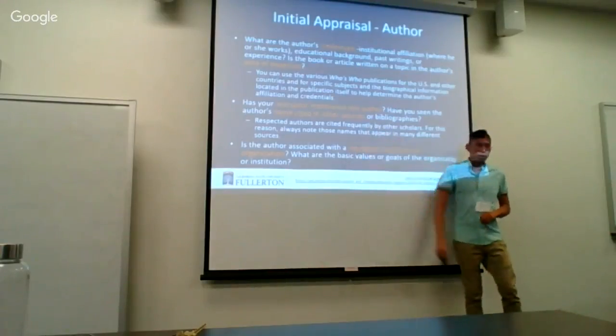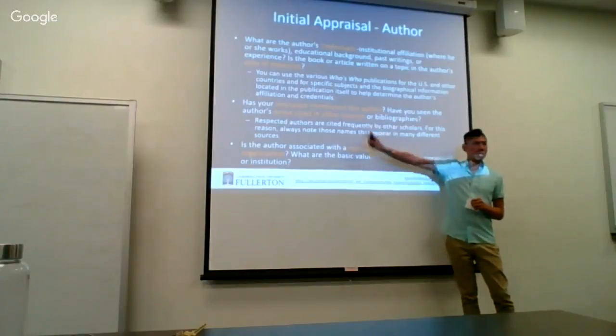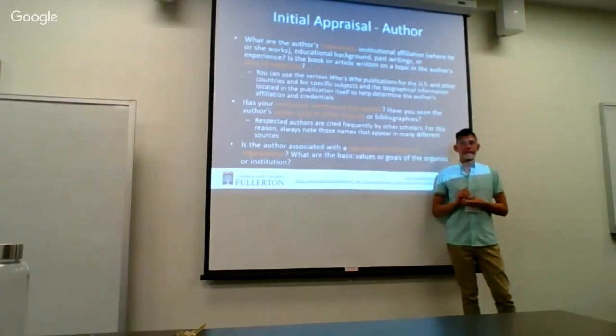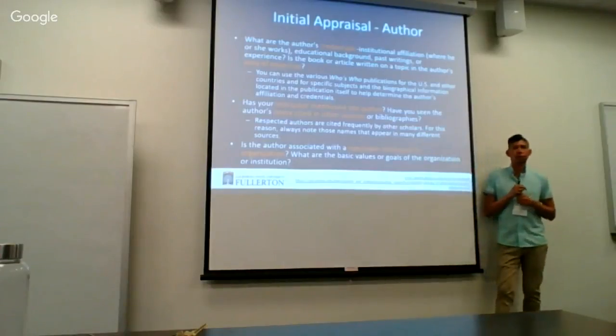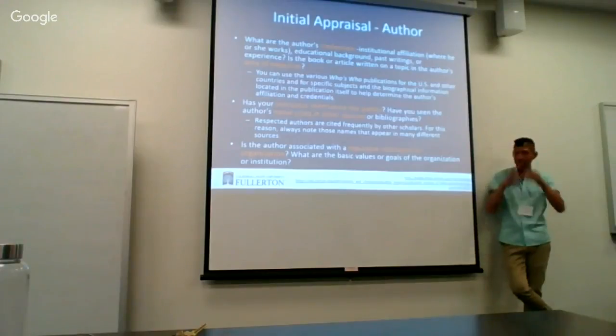Or is that author's name cited in other sources? Right? Is this a highly cited individual? How would you know if that person is highly cited? How could you go about finding that answer out? Okay, yes. So where would you go to look for that? Like Google Scholar or the databases online. Good, right? So you're going to use the databases that you would use to find the actual articles themselves.